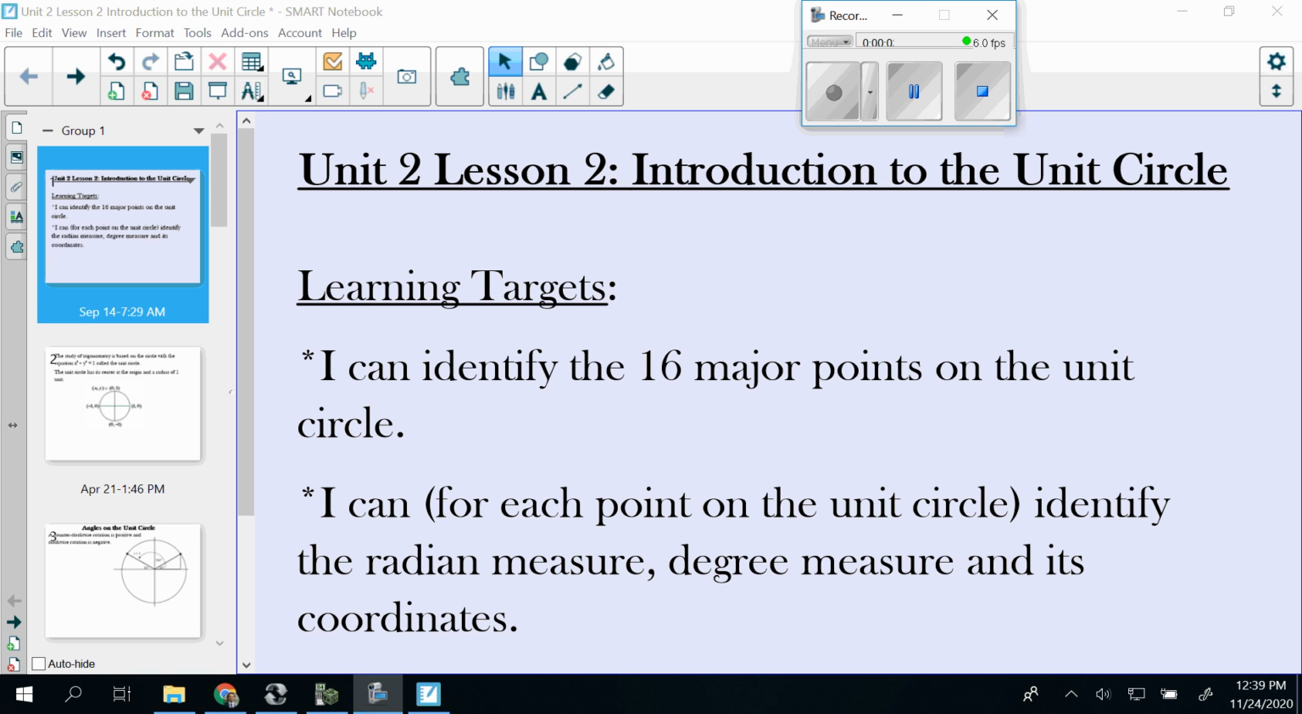All right, today we're going to look at something called the unit circle. So what we want you to be able to do is know what the unit circle is, identify the 16 major points on the unit circle, and identify where those degrees, in both radians and degrees, are, the angles on the circle. So what is the unit circle?